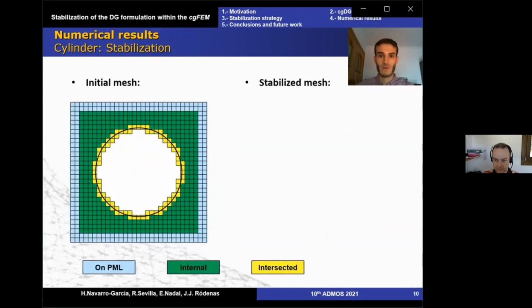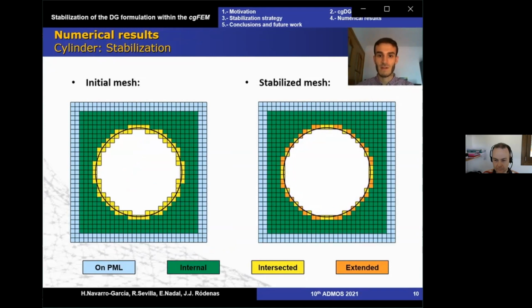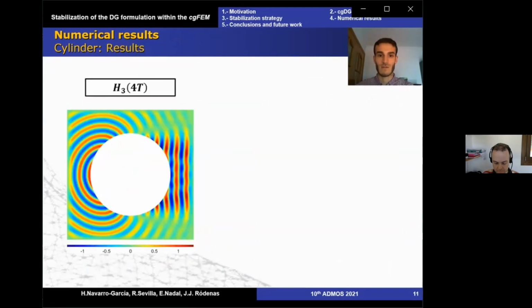Circular domains pose a challenge as they usually lead to bad cut patterns. Starting with the initial mesh presented here, we identify these bad cut patterns that may lead to unstable behavior. Applying the reassignment strategy, we get rid of this unstable element and degrees of freedom, and we obtain a stable discretization that does not suffer from instability or conditioning issues.